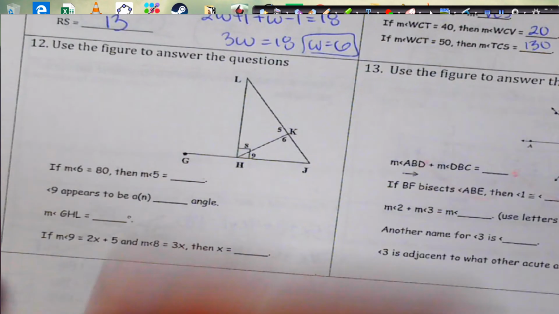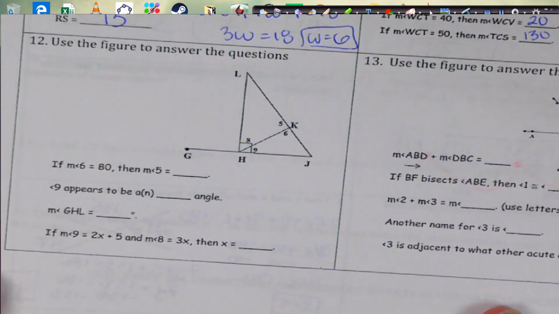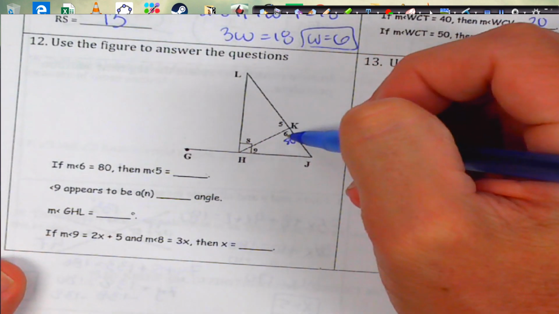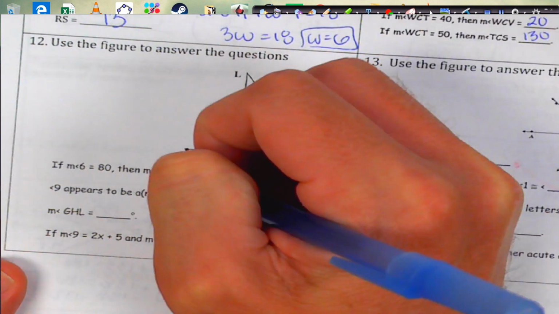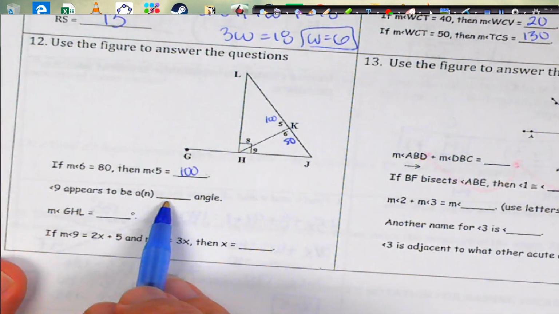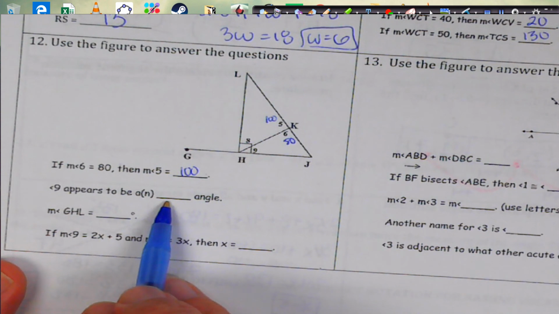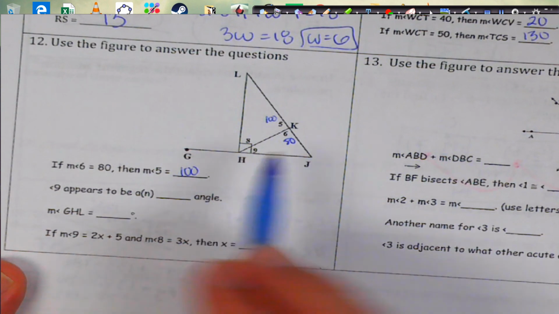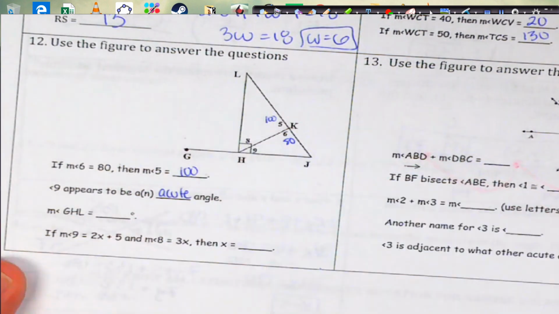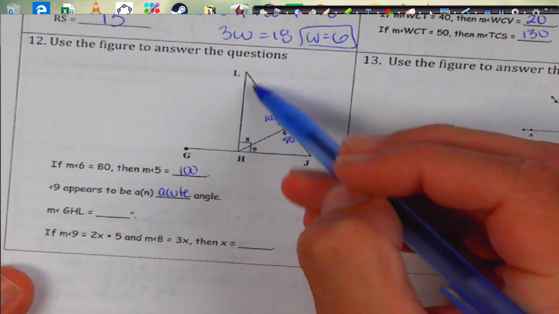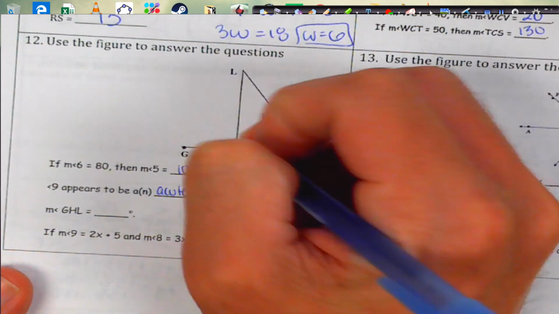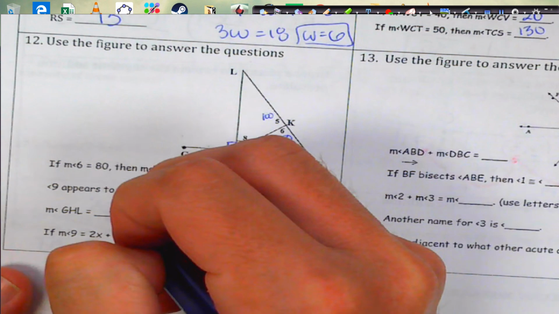All right, a lot of little crazy pictures there. Angle 6 is equal to 80 degrees. Then what's angle 5? Well, these are a linear pair. So if that's 80, then 5 would have to be 100. 9 appears to be what type of angle? Well, it looks like it is definitely less than 90, so we're probably going to go with an acute angle. We see the 90 degrees there, and 9 is not that full thing. GHL is going to equal what? Well, if LHJ is 90, this also has to be 90 because it has to make that 180 degrees.